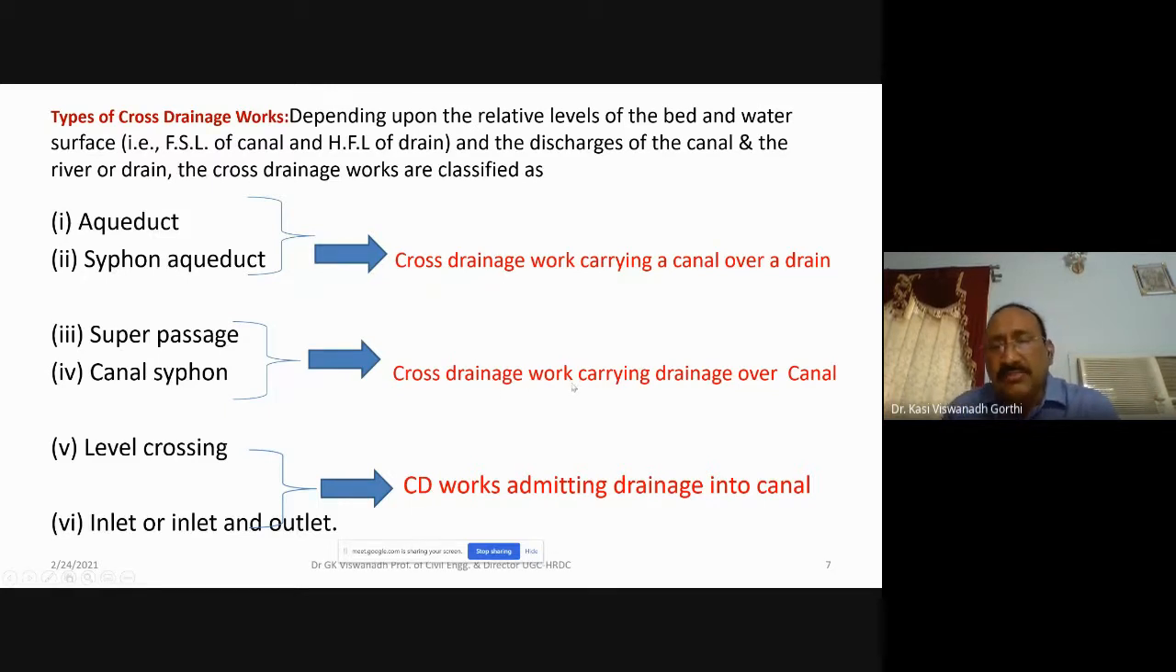The other case is the CD work carrying drainage over the canal. Earlier it was canal over a drain, but here it is drainage over the canal. How do you fix all this, whether the canal is moving over the drain or the drainage is moving over the canal? This will be fixed only based on the general alignment of the canal with respect to the natural ground.